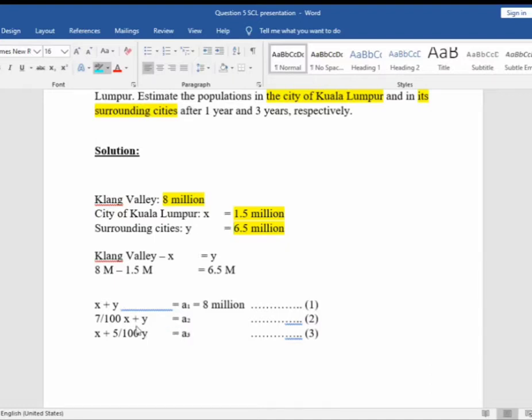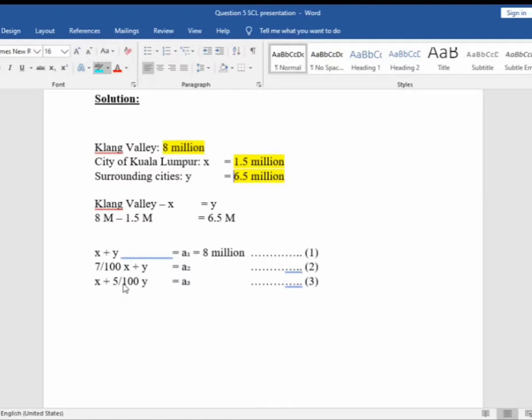I write it like this because we also get the information that when the city of Kuala Lumpur is represented by X plus the surrounding cities represented by Y, we get the Klang Valley. So we can write the equation X plus Y equals A1, which is Klang Valley, and 7% multiplied by X plus Y, we get A2, which is the new population for the next year for the surrounding cities, while X plus 5% multiplied by Y, we get A0. This is the new population that we will get for the city of Kuala Lumpur the next year.